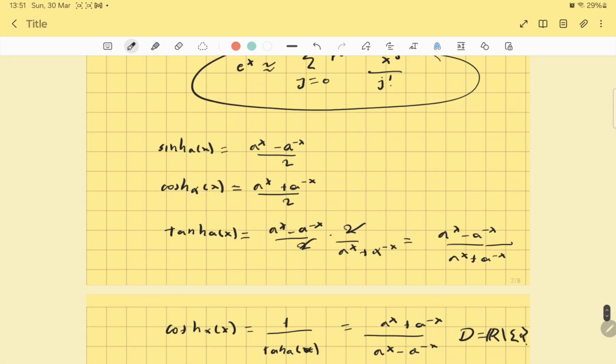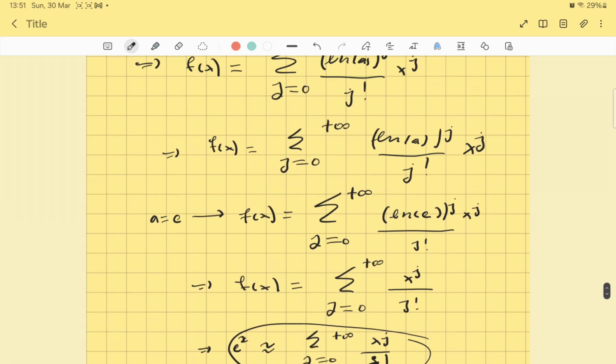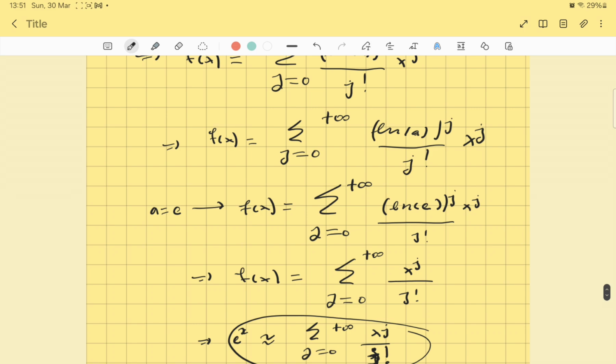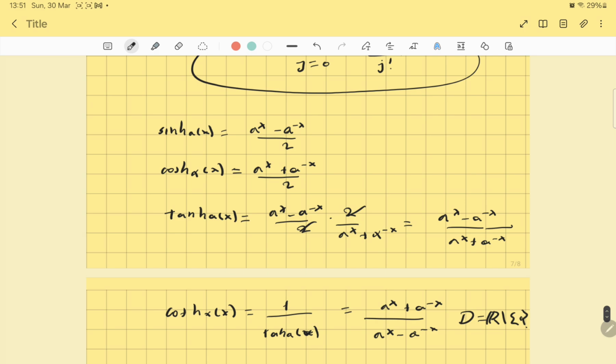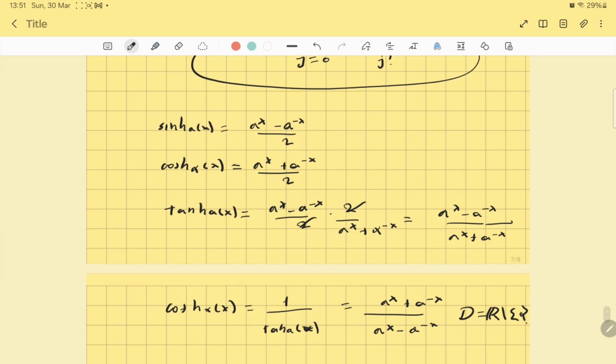These are pretty cool functions, the generalized hyperbolic functions, and you can use the Maclaurin series to find the power series representation of these hyperbolic functions.